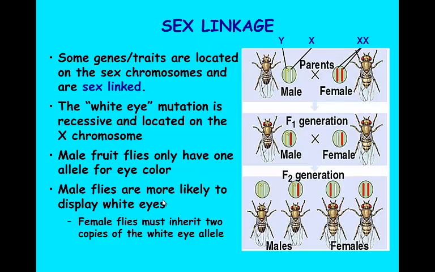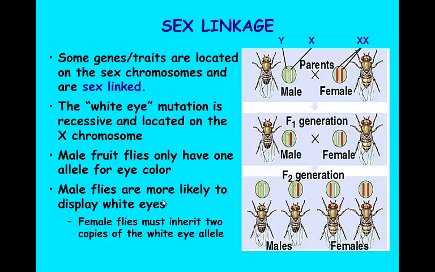Let me repeat that again. What's going on with these flies is the mutation for white eyes. If a fly has white eyes, the white-eyed allele is found on the X chromosome. If a white-eyed male reproduces with a normal red-eyed fruit fly, all of the F1 generation are going to have red eyes because they're going to get an X chromosome that contains the red allele from one parent.